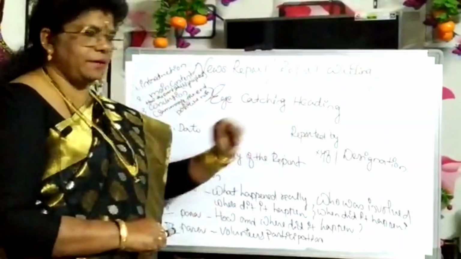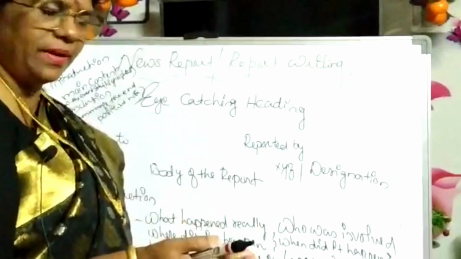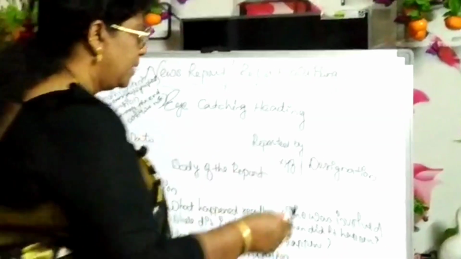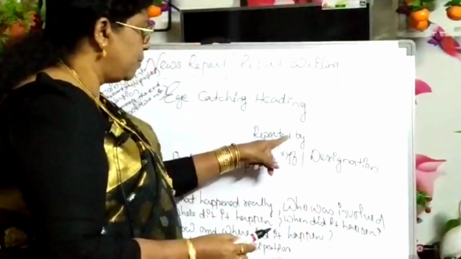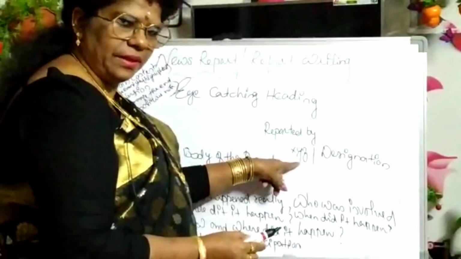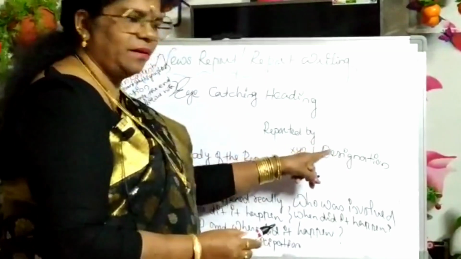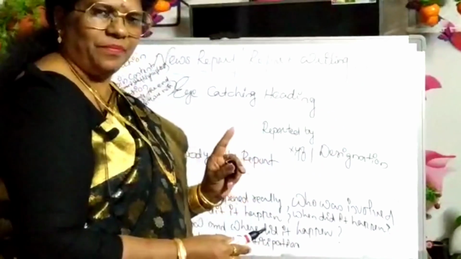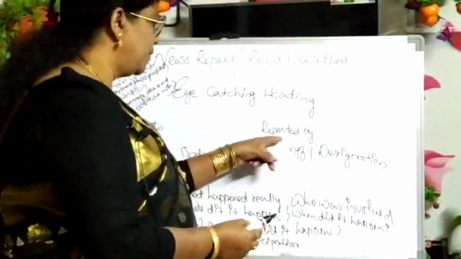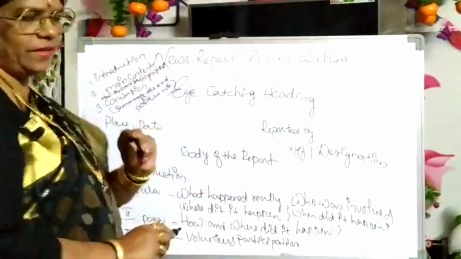Then, reported by. If you want, you can write your name, but the exam doesn't require it. You can just write XYZ. Then your designation, reporter of so-and-so. So, reported by, here your name, then your designation. For example, Mohana Gupta, the reporter from Times of India. Like that example I am telling you. Reported by your name and designation. Then the body of the report.